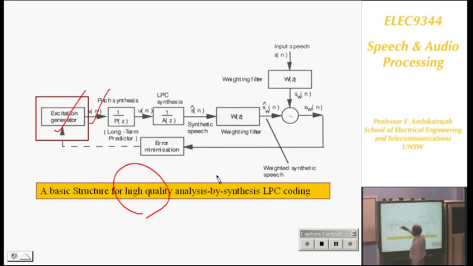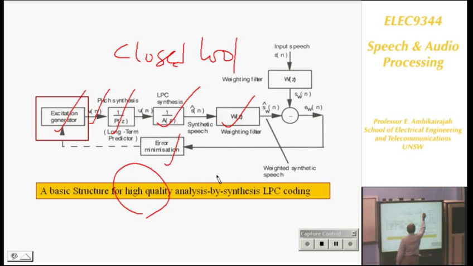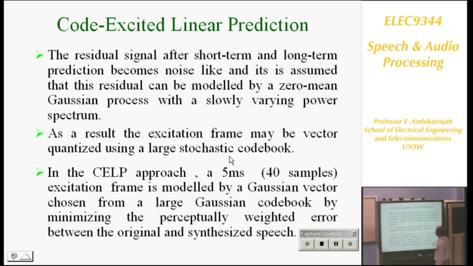Excitation generator, V naught, this one, and minimizing. And use the closed loop method to calculate V naught. In order to calculate it, you have to use a closed loop method. So from this onwards, actually the code excited linear prediction starts. So we've been setting up for CELP, but we are there now.